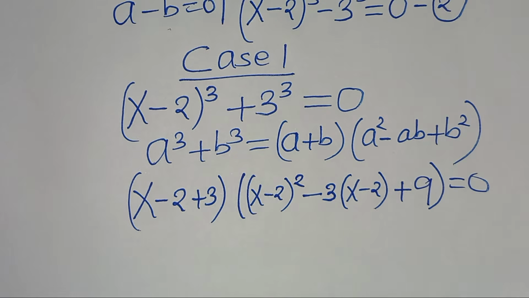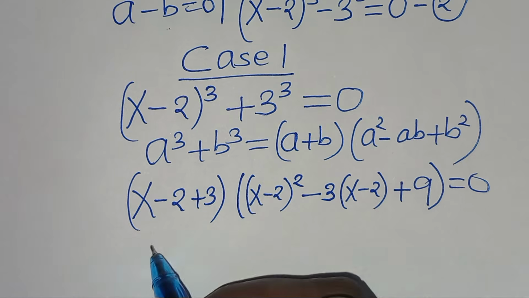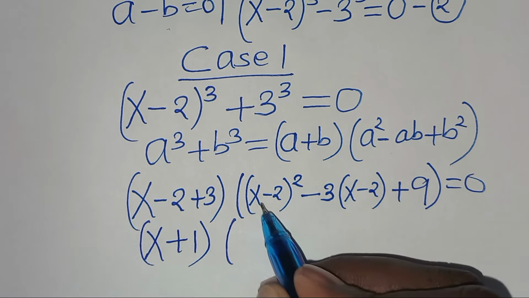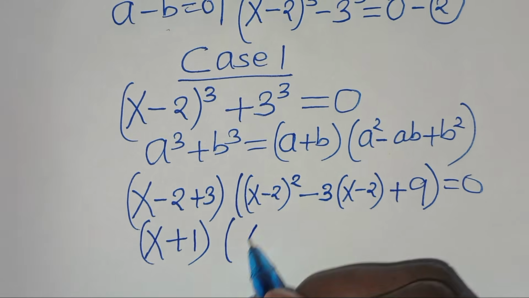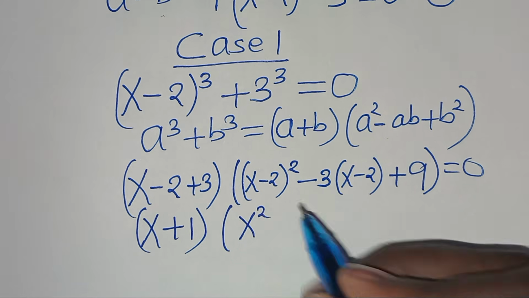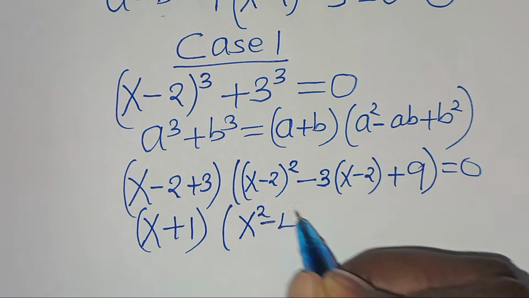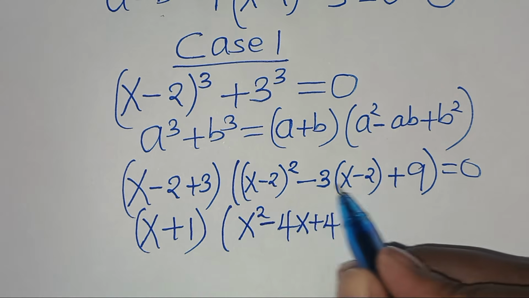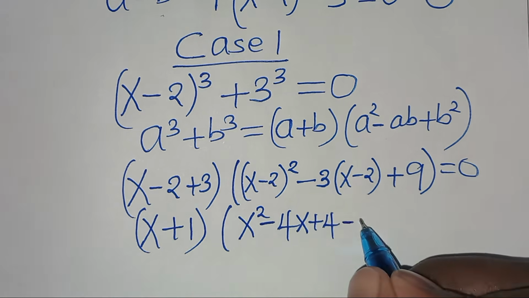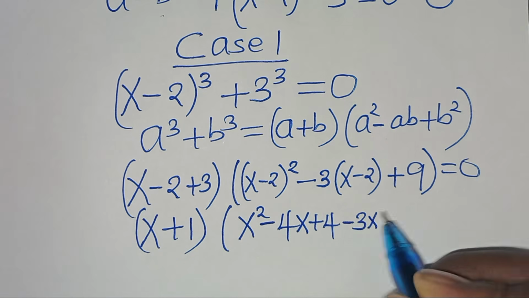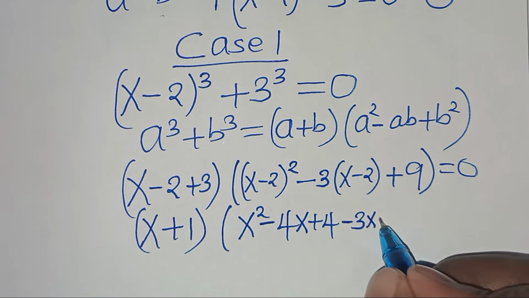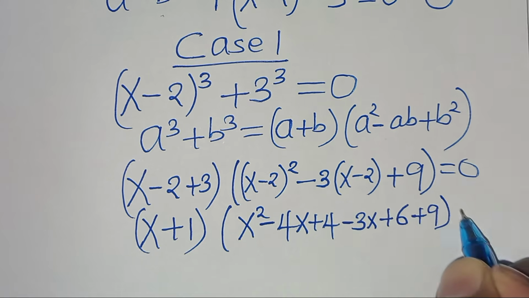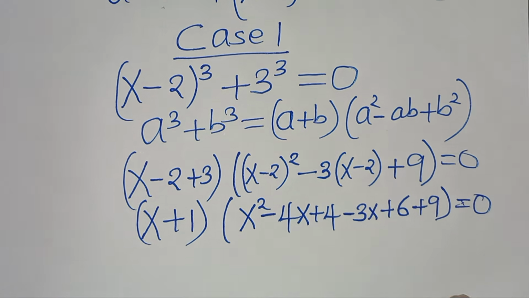Therefore, here we have x - 2 + 3, so this becomes x + 1. Here we have (x - 2)^2, which is the same thing as x^2 - 4x + 4. Now let's open the parentheses here: -3x. Then we have -3 times -2, which is plus 6, then plus 9. This is equal to 0.